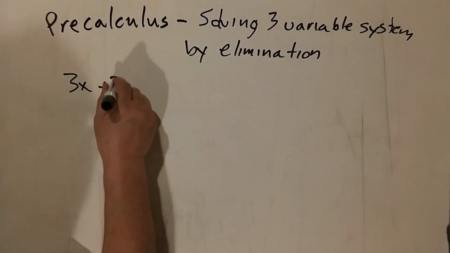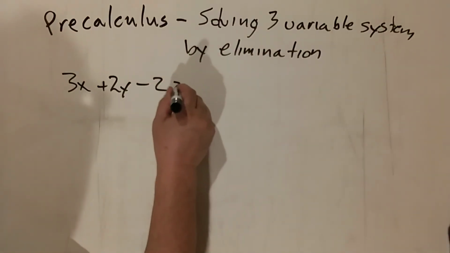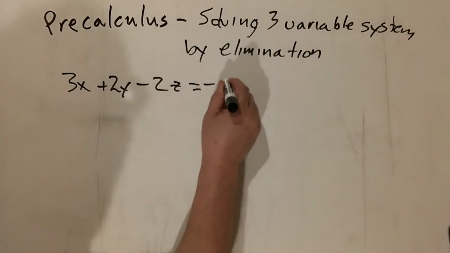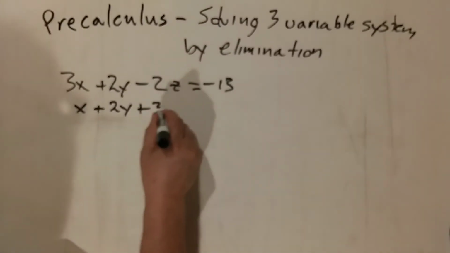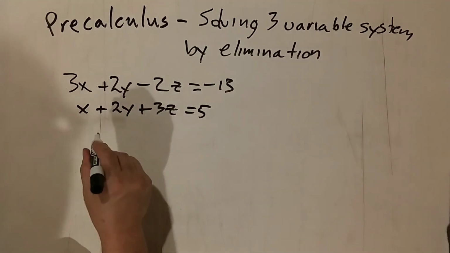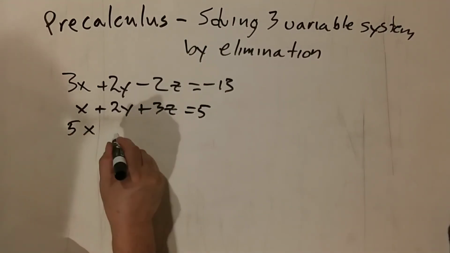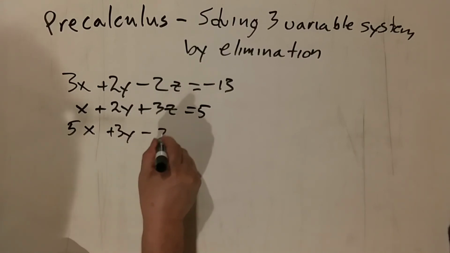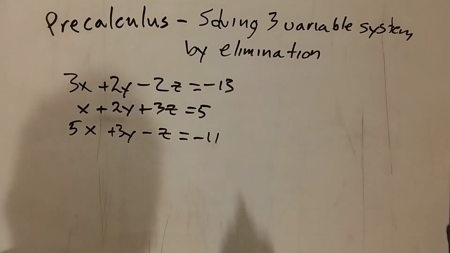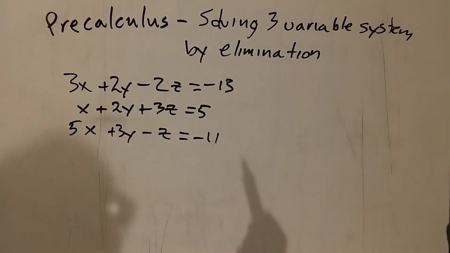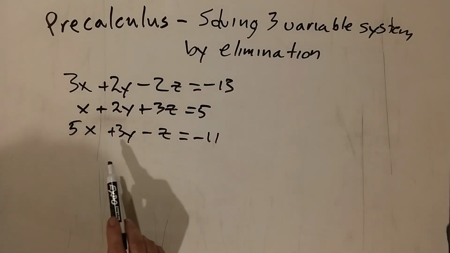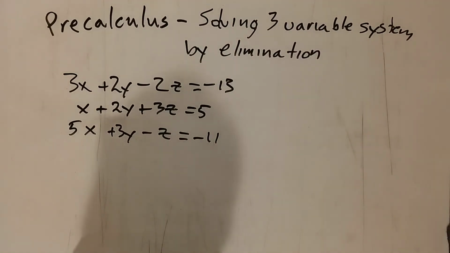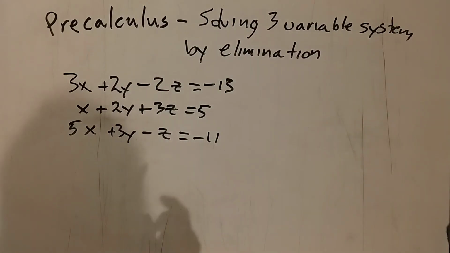3x plus 2y minus 2z equals negative 13. X plus 2y plus 3z equals 5, and 5x plus 3y minus z equals negative 11. Let me be sure I copy that down. 3x plus 2y minus 2z equals negative 13. X plus 2y plus 3z equals 5. 5x plus 3y minus z equals negative 11. It's always good to double check to make sure that you copied a problem down correctly.